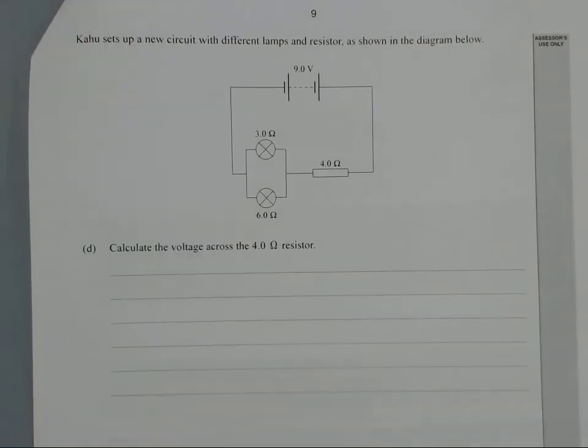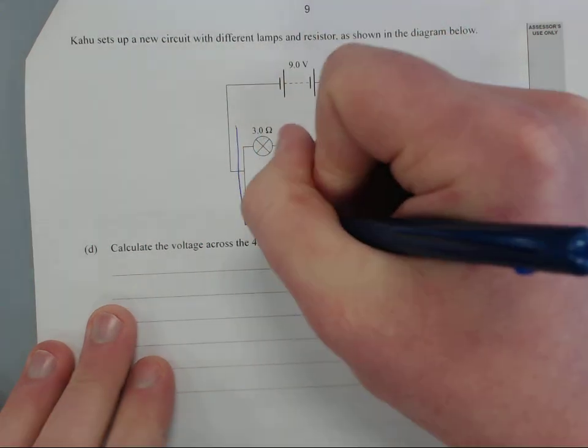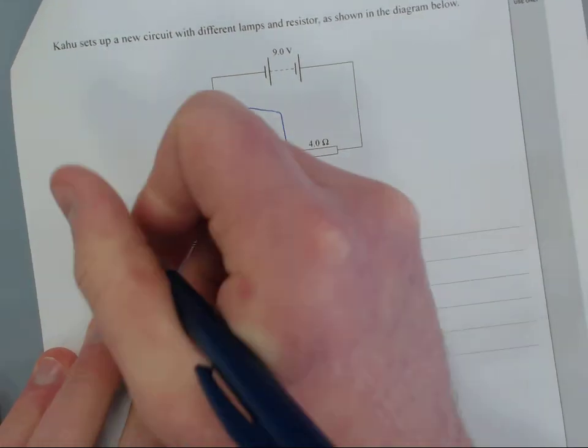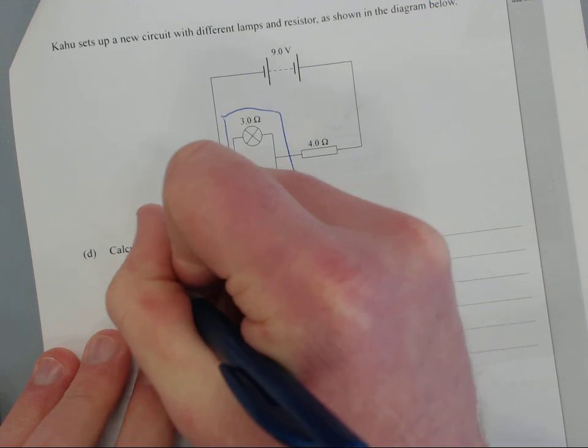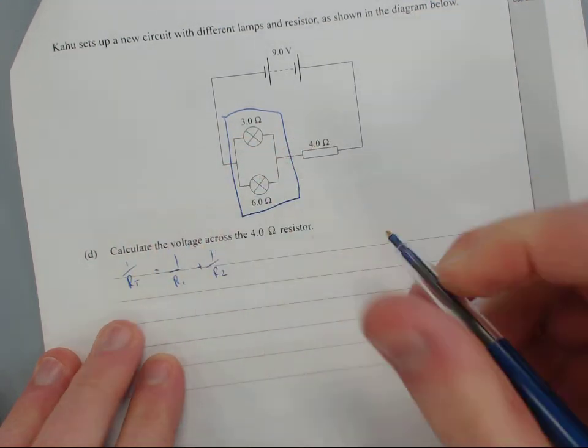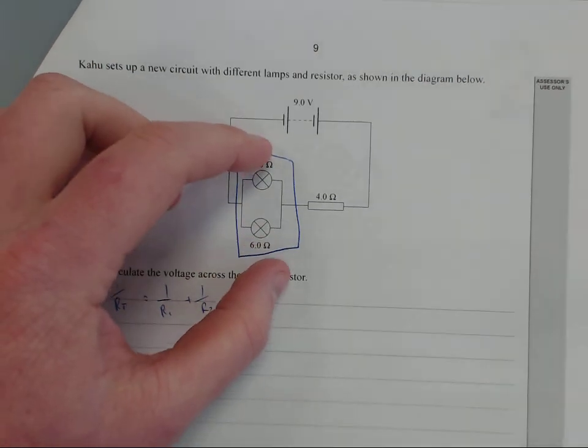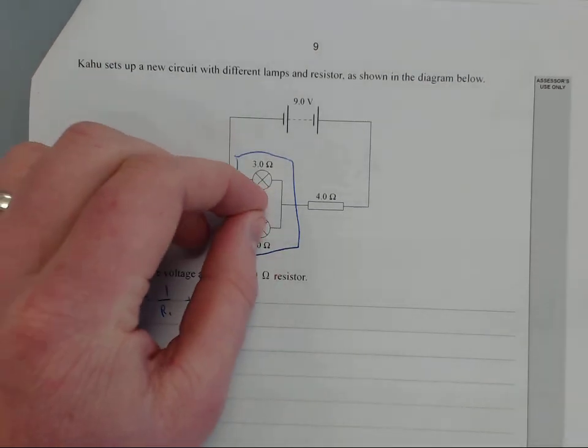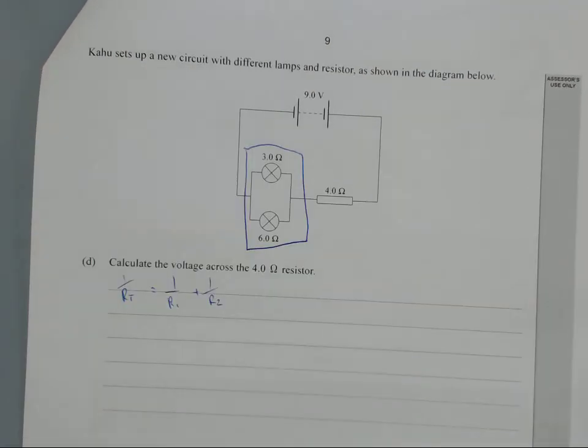Kahu sets up a new circuit with different lamps and a resistor as shown in the diagram below. Calculate the voltage across the 4 ohm resistor. So first things first, we're going to need to add these together in parallel. So 1 over R total is going to be equal to 1 over R1 plus 1 over R2. You always start with the parallel units, smash them together, and make them one component. That's a Thevenin's equivalent.